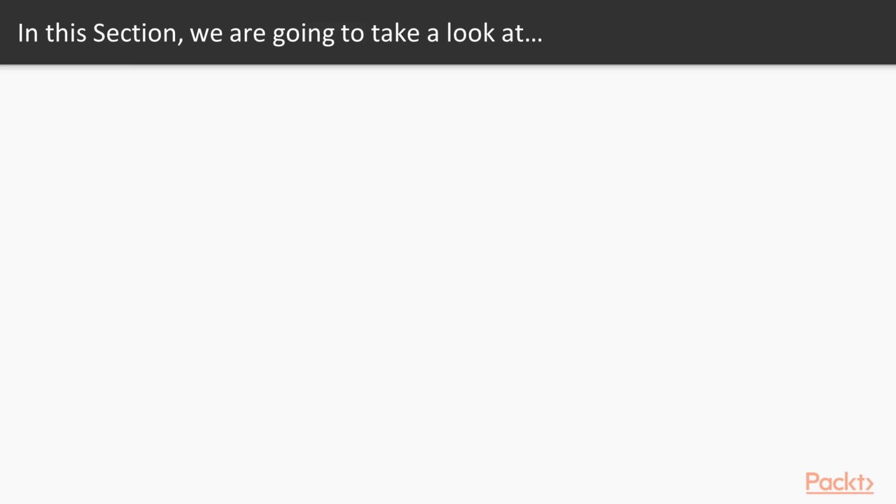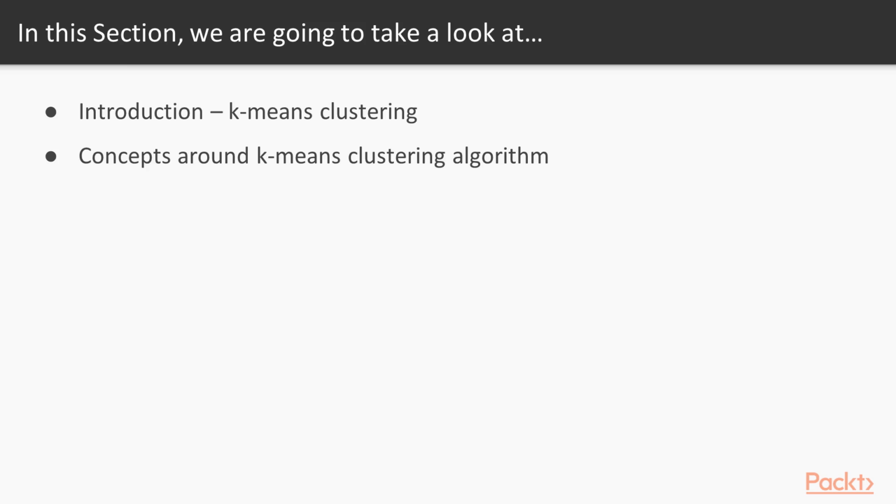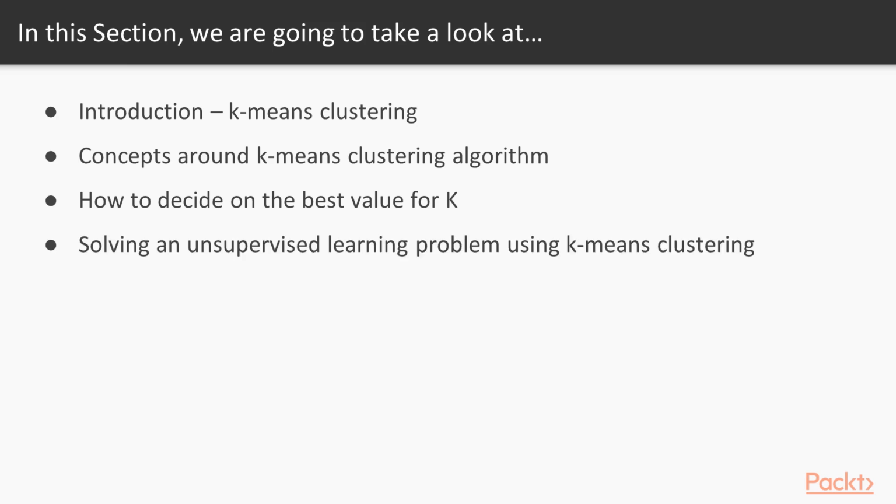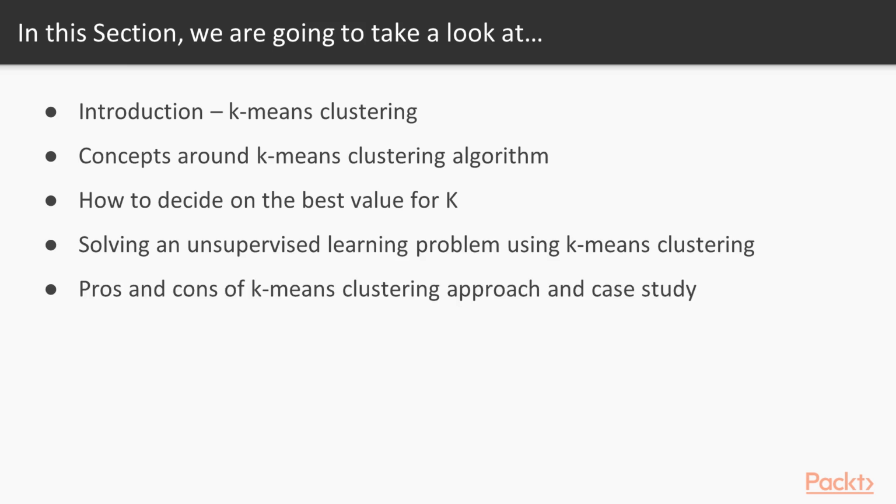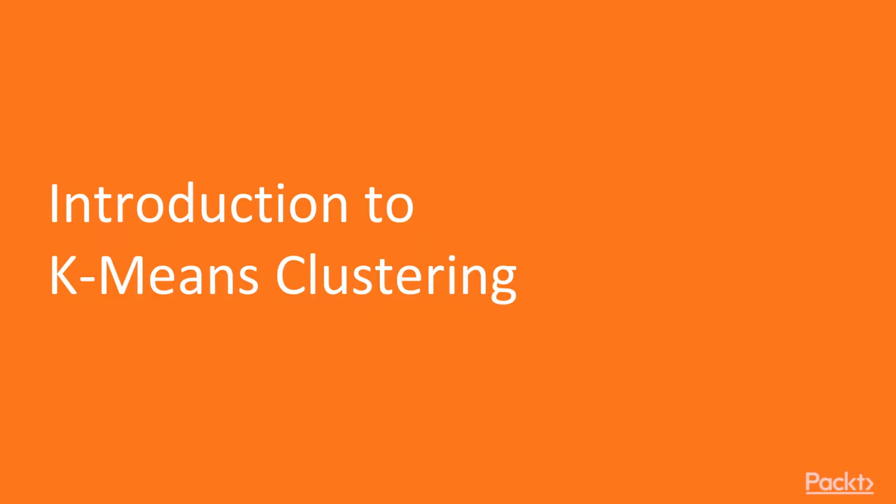We'll primarily start with a brief introduction about K-means clustering. Then we'll move on to discussing different concepts around K-means clustering algorithm, and we'll try to answer one of the very important questions about this algorithm, that is how to decide the optimal value of K. Then our main focus will be on how we can use K-means clustering algorithm to solve certain business problems. We will also talk about different pros and cons of K-means clustering algorithm and then gradually move to the case study.